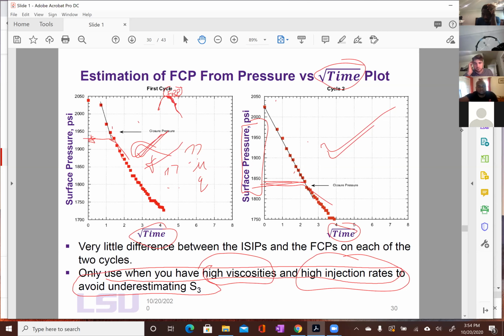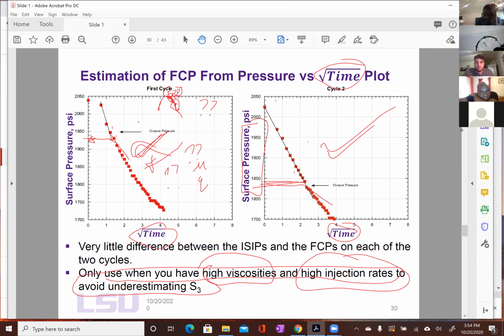You never waited for the rate of the fluid going into the fracture to balance out with the rate of the fluid going into the well bore. So all of those dynamics are going on here, and you're trying to interpret it as closure pressure or initial shut-in pressure. So that's why it's questionable.